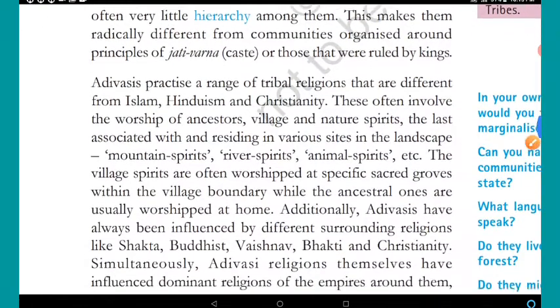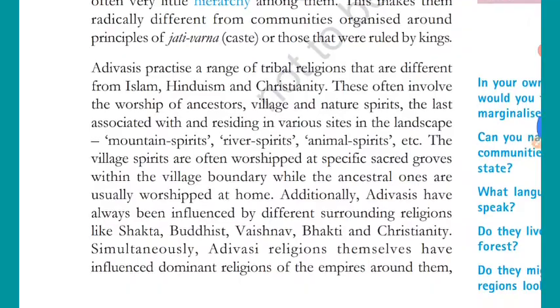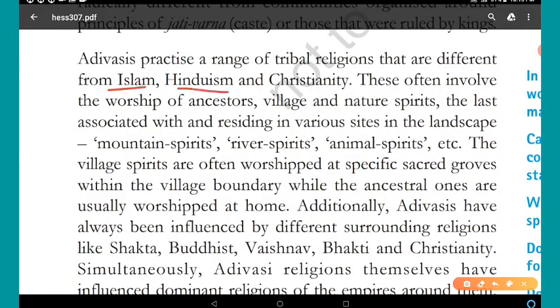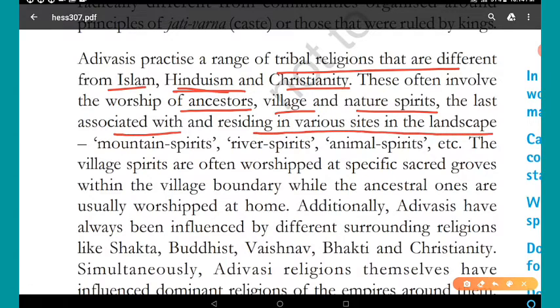Adivasis practice a range of tribal religions that are different from Islam, Hinduism, and Christianity. What kind of religion is there? They worship the natural resources. These often involve the worship of ancestors, village spirits, and nature spirits, the last associated with and residing in various sites in the landscape: mountain spirits, river spirits, animal spirits, etc. So their religion is very different from that of Hinduism, Islam, Christianity, Jainism, etc.